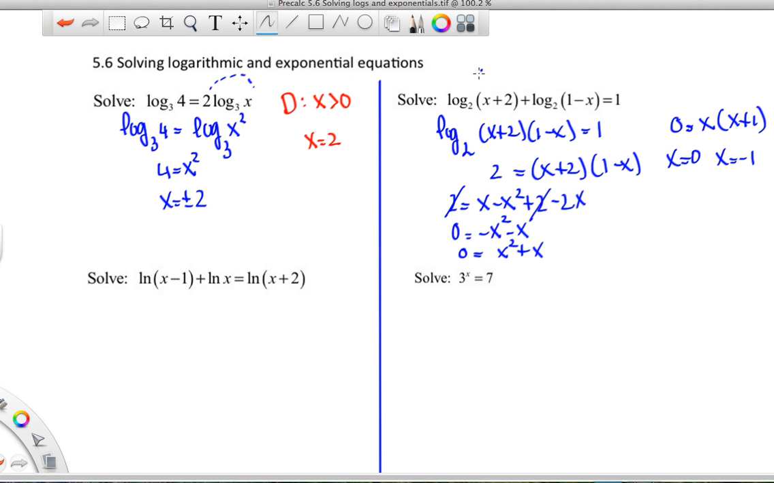Let's see what the domains say. So if x plus 2 has to be larger than 0, x has to be larger than a negative 2. Both of these are. And here 1 minus x needed to be larger than 0. So that means that 1 was larger than x, or x is less than 1, and both of these are less than 1. So we actually have two solutions here.